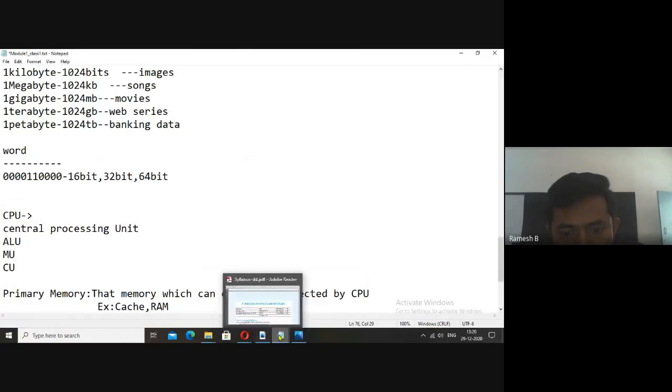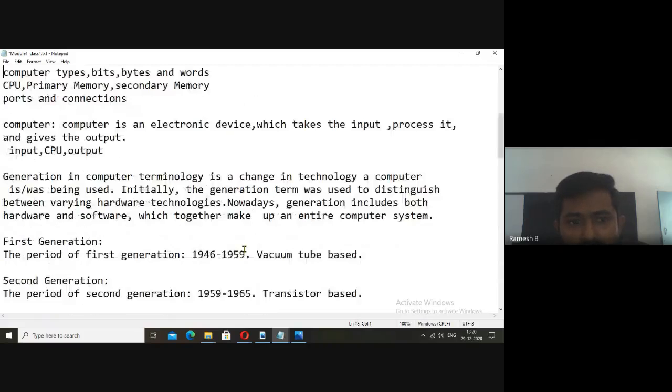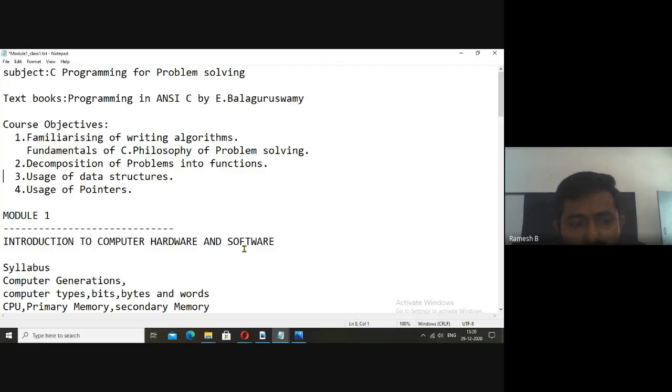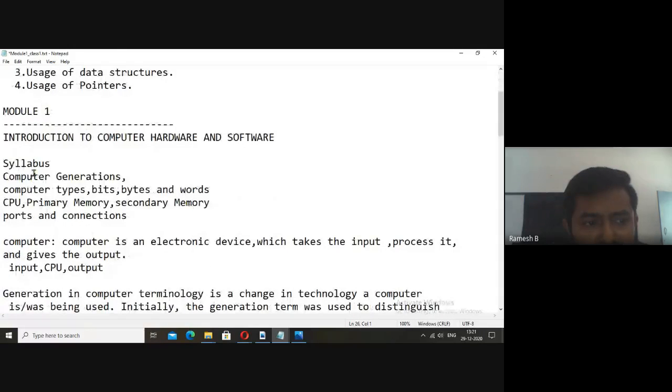So we can stop here. Let me revise what you have learned today. I told you what the subject name is, and you must know what you are going to learn from this subject. By the end of this semester, you'll be learning all these things. In today's class, you learned computer generations, computer types, what is a bit, what is a byte, and what is a word.